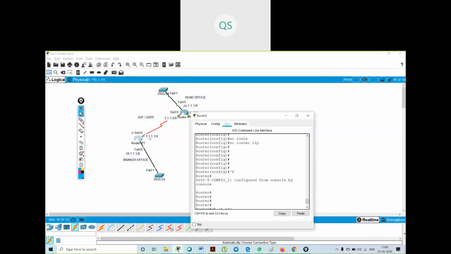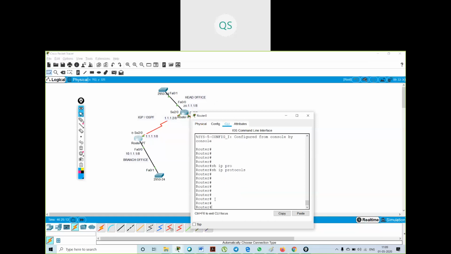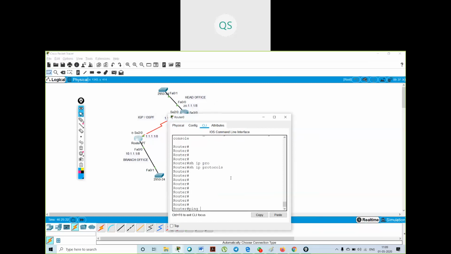Now I will go on this router and try to ping the internet. Ping, what was the IP address? 13.0.0.1. I cannot reach the internet because I am not having any routes. Understood? So now I will configure OSPF.